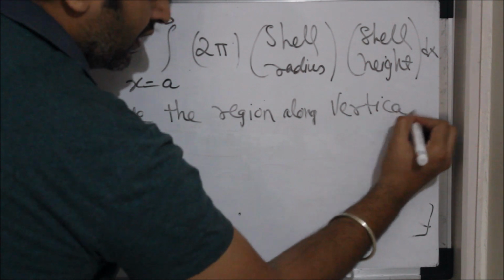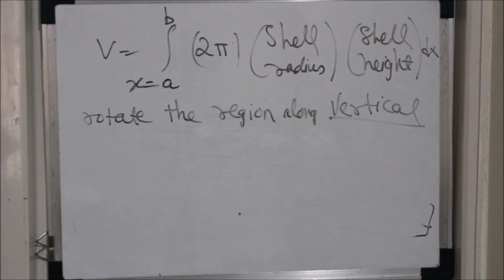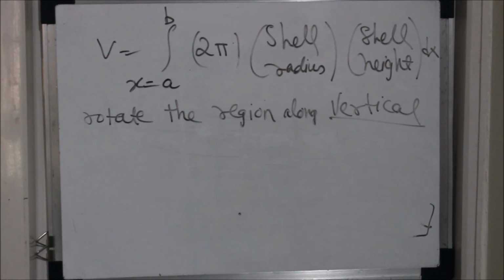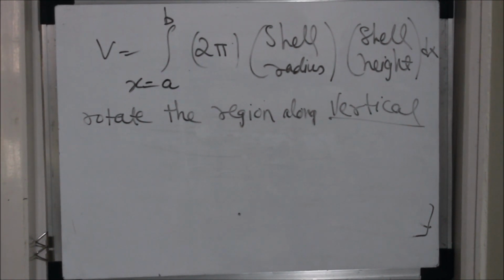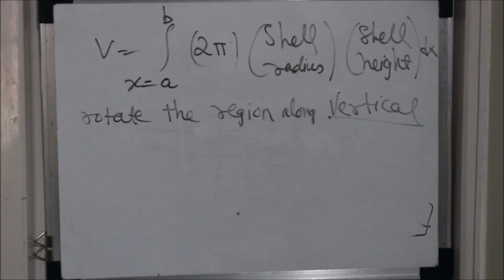Make sure you don't make a mistake over here. When we revolve along a vertical line, the integration is in terms of x. If you recall my previous session, when we solved using the disk or washer method, whenever we revolved along a vertical line, the integration was in terms of y. So we used to integrate with respect to dy. But this is the change in the shell method: when we are revolving along a vertical line, my integration will be in terms of x.